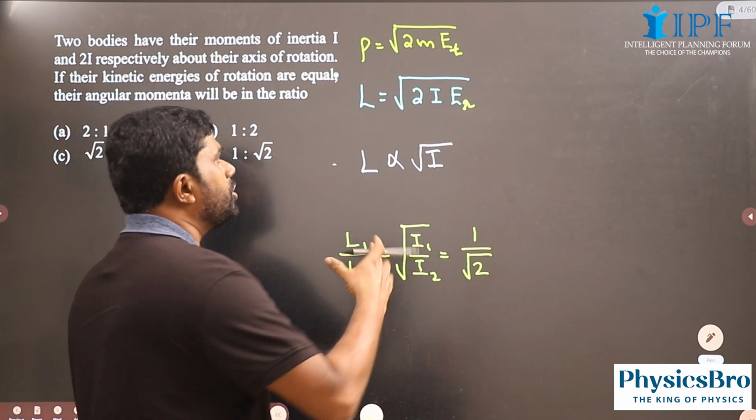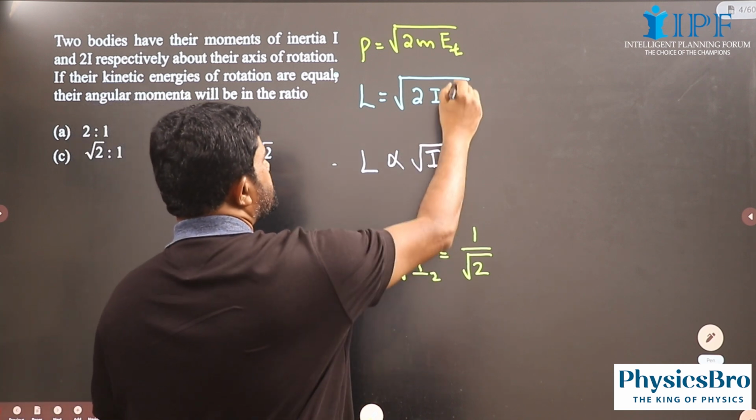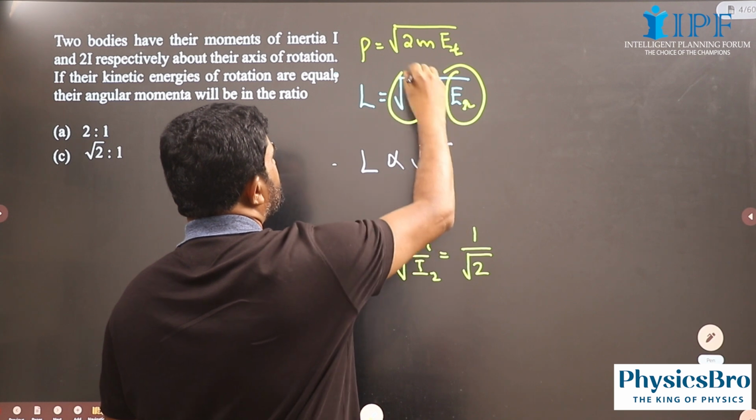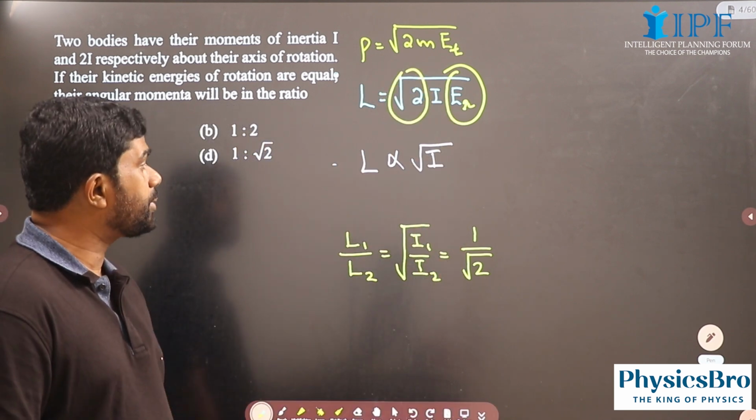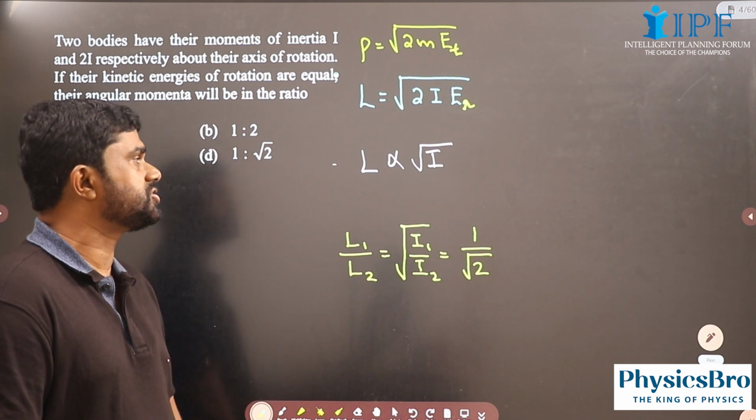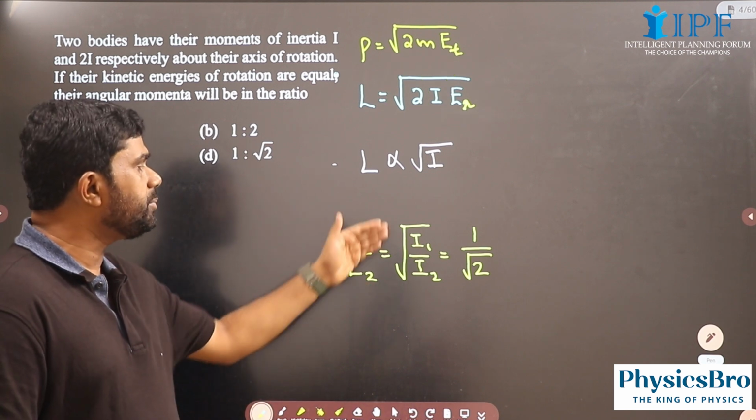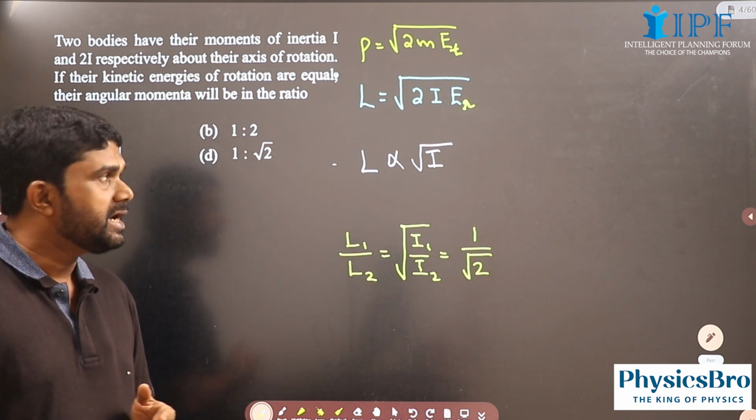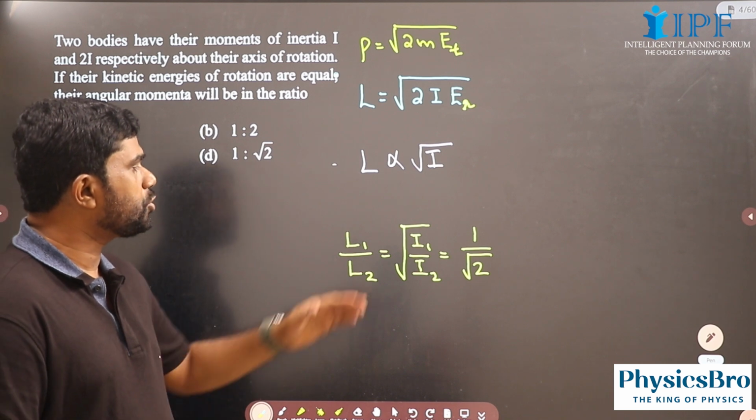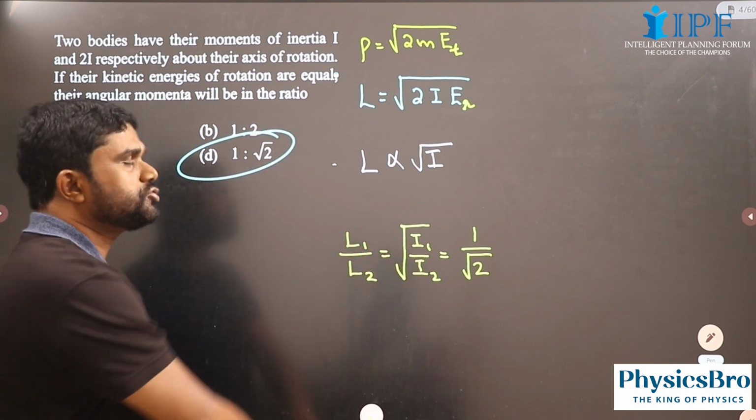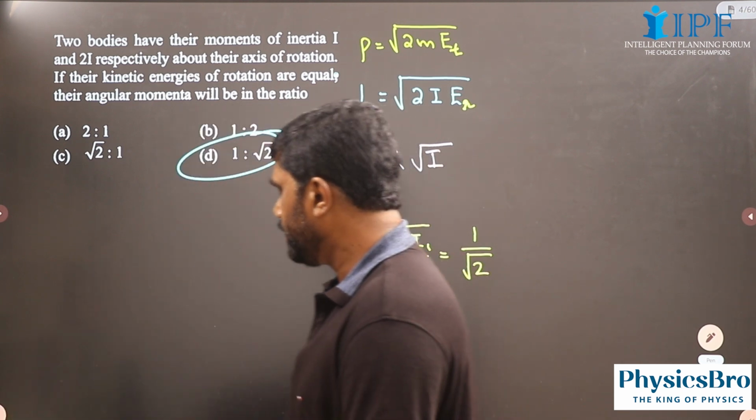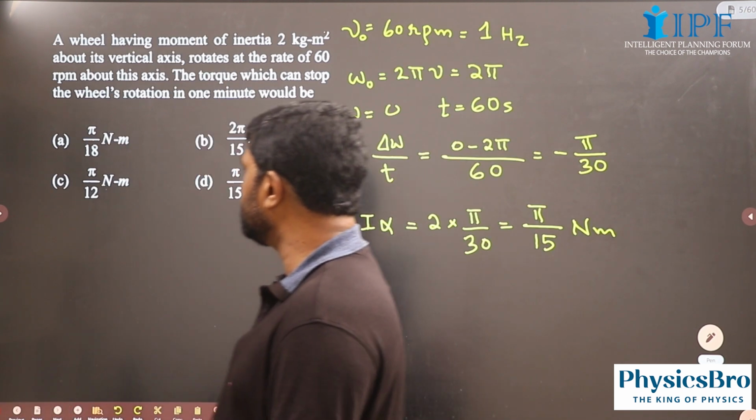See, we have two bodies. For both the bodies, this ER is the same and 2 is also same. So angular momentum is directly proportional to the root of the moment of inertia. So L1 by L2 will be root of I1 by I2, and that will be root of I by 2I, or 1 by root 2. So it is 1 is to root 2. Okay, now let's see what we have next.